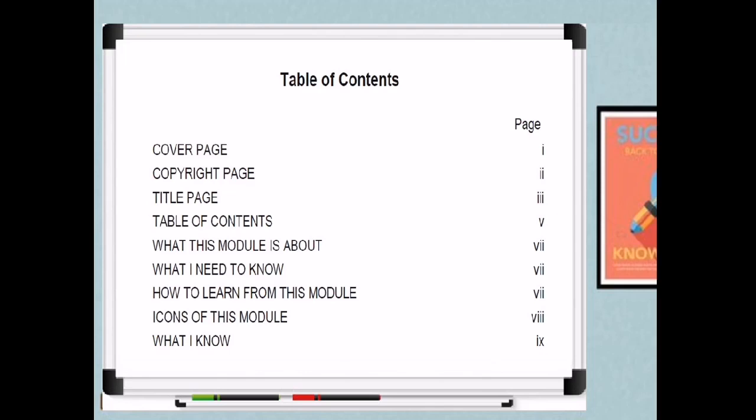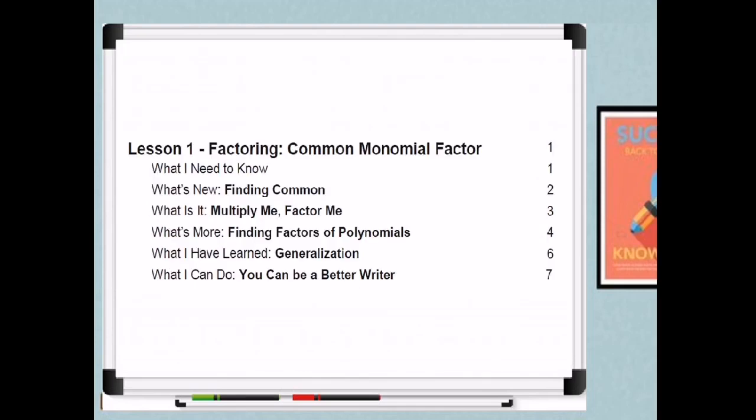So, ito yung table of contents. Mapapansin nyo, Roman numbers 1 to 9. You have here the cover page, the copyright page, the title page, the table of contents, what this module is about, what I need to know, how to learn from this module, icons of this module, and then what I know. And then sa bawat lesson, ito yung makikita nyong parts.